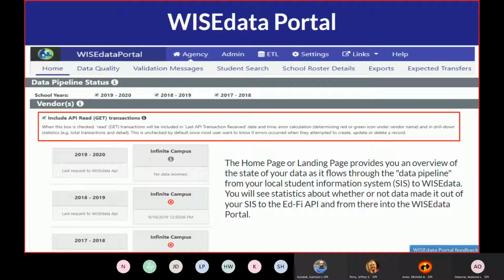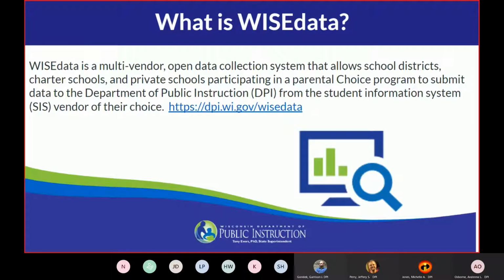I'm going to take a step backwards and describe the process a little bit of how data submission works, just at a very high level. So you have all this data in your student information system. The state doesn't need all of it. We only need some of it. The data that the state needs, your information system is set up to send to WISEdata. And that would be done differently in different vendor products, but ultimately they all send us the same data.